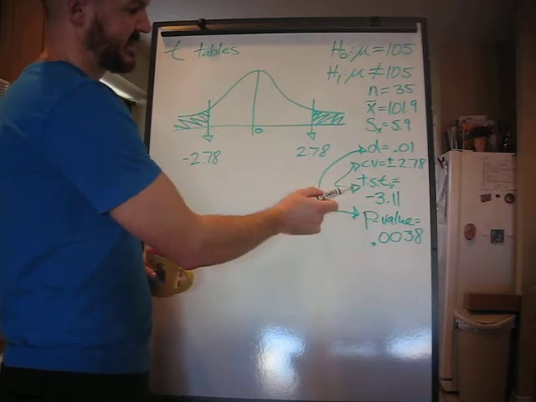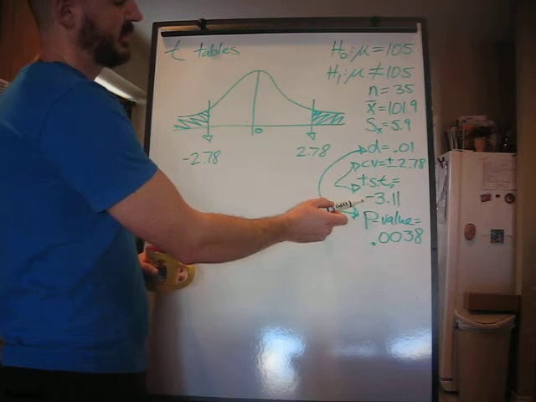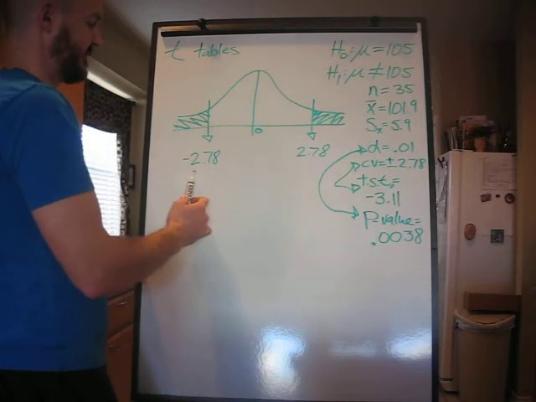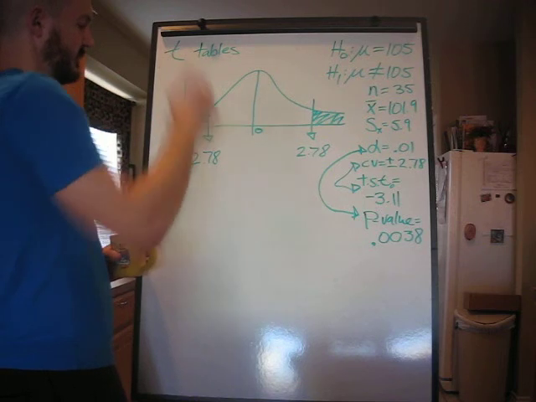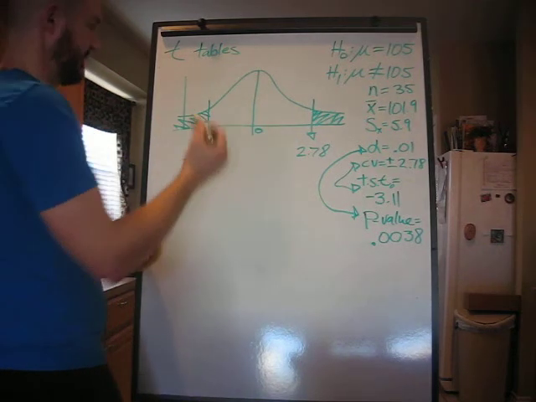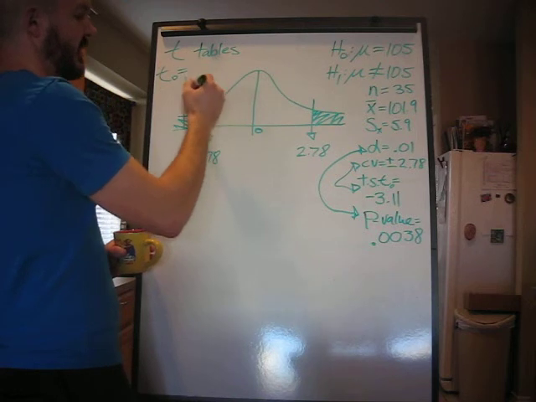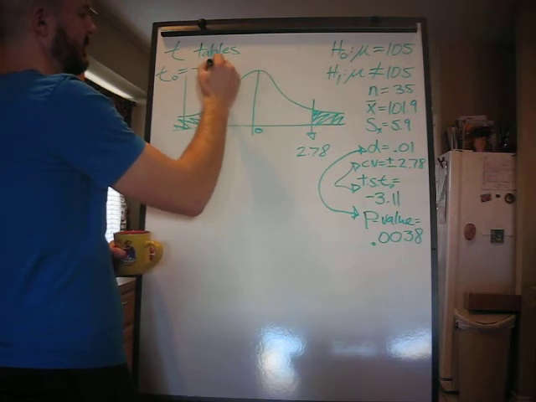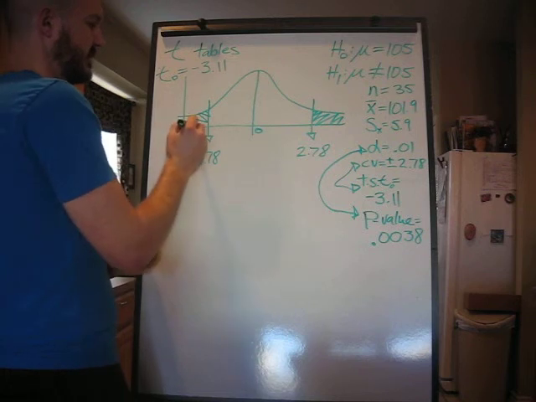Where are we? Test statistic t. We need to graph this. Negative 3.11 would fall to the left of negative 2.78. It would probably be a little further, but that will suffice. So that is t naught equal to negative 3.11, and that's in the reject region.